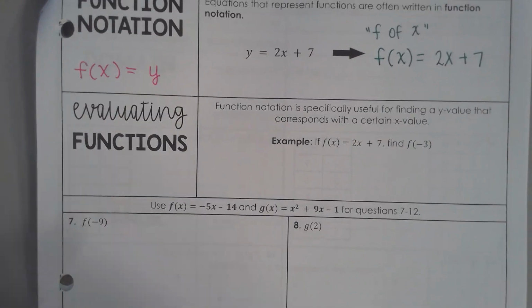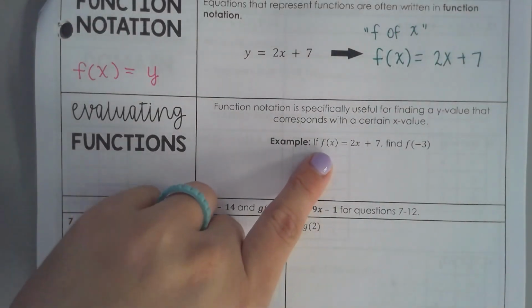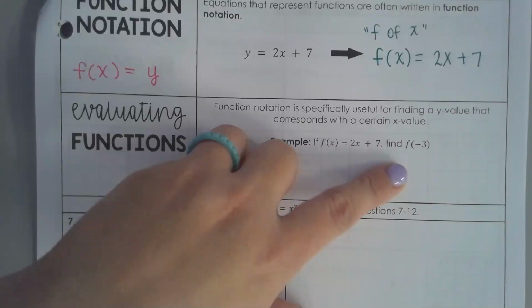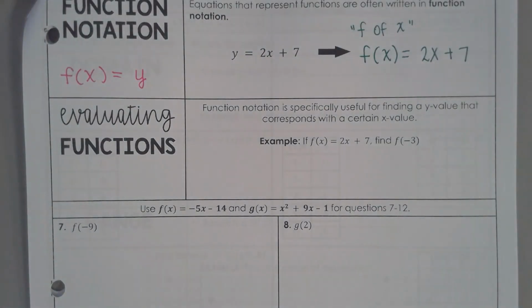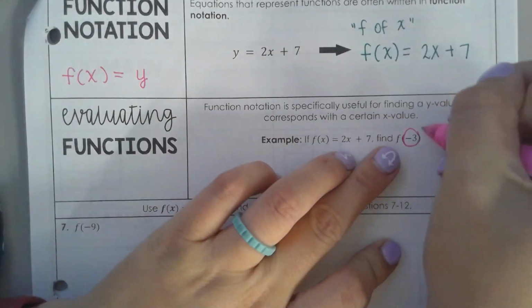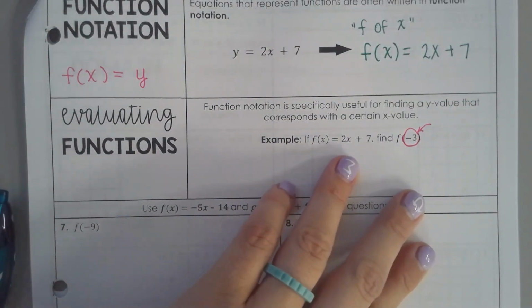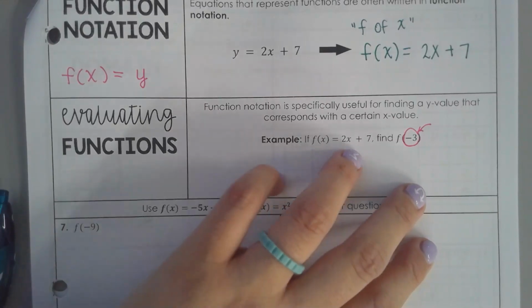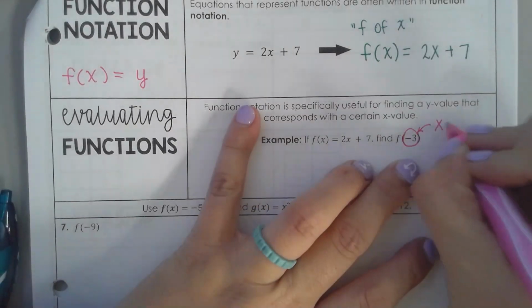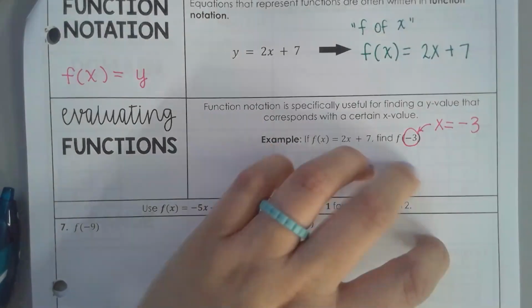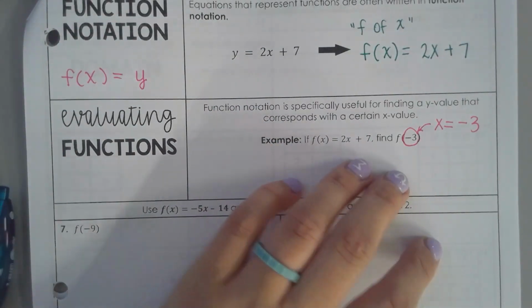So if we look down here, I still have the same f of x equals 2x plus 7. I'm asking you to find f of negative 3. So this is a type of question you'll see often. What did this negative 3 replace? It replaced the x. Because we started with f of x, and then I went to f of negative 3. So that means that my x is negative 3.